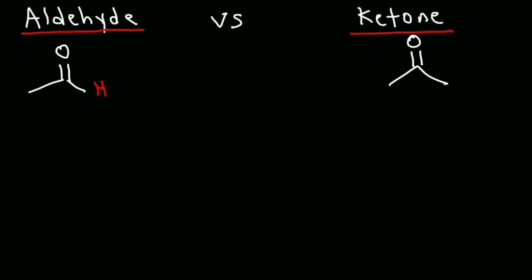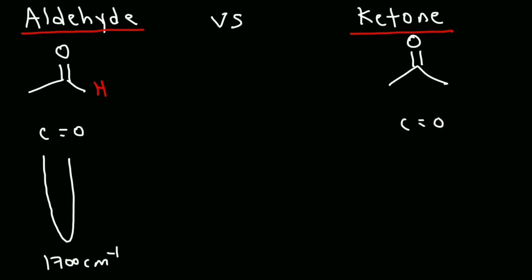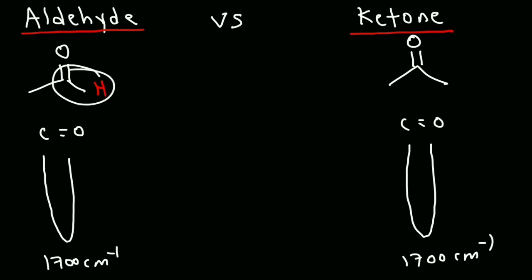Now let's move on to our next two molecules, the aldehyde and the ketone functional groups. Both molecules contain the carbonyl functional group, and the CO stretch of these two functional groups is very similar to a carboxylic acid. It's around 1700. Now, the distinguishing feature between an aldehyde and a ketone is the CH stretch of the aldehyde.